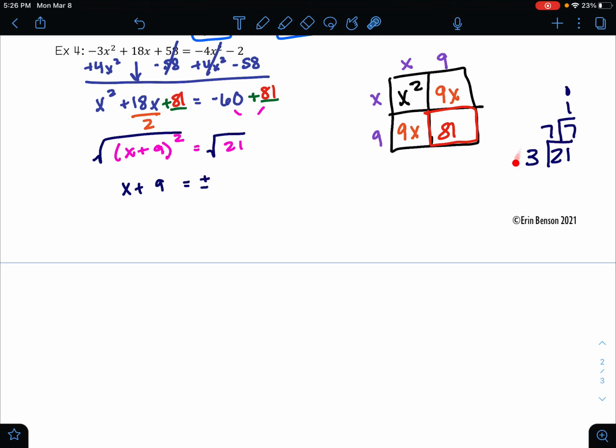Now I'm looking at these two outside numbers. Are they a pair? No, there are no pairs here. So because there are no pairs, that means the square root of 21 is as simplified as it's going to get. From here, I have two equations. I have x plus 9 equals a positive square root of 21, and I have x plus 9 equals a negative square root of 21.